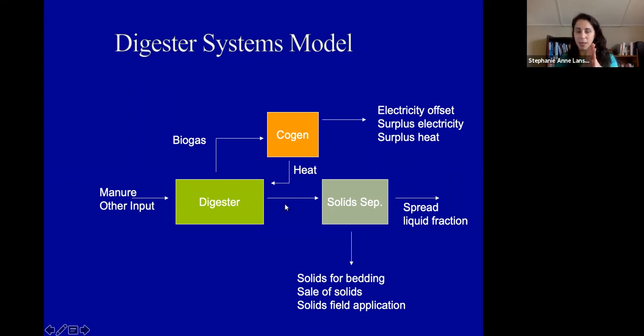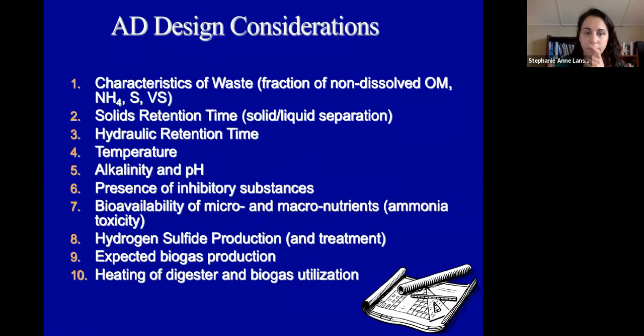Often, even in a wastewater treatment process, we're gonna do solid separation. If it's on a farm, then those solids are gonna go to the field. On the farm, those liquids would also go to a field. At a wastewater treatment plant, those liquids are gonna go back to the front of the wastewater treatment process.